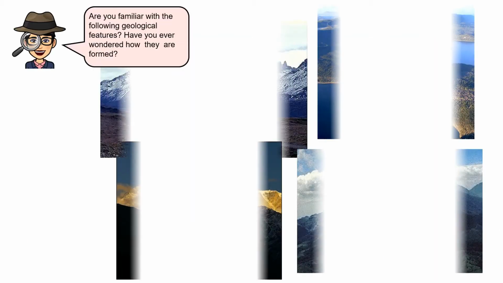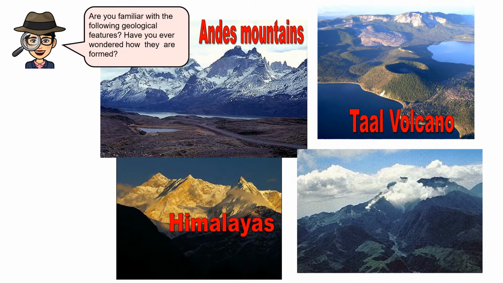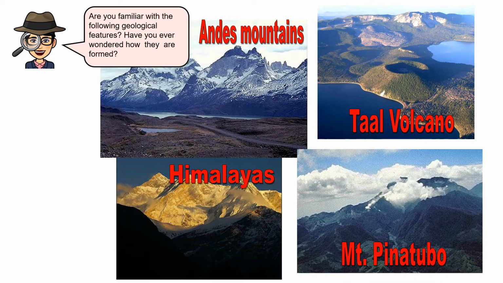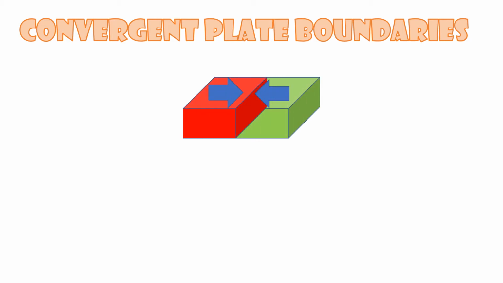Are you familiar with the following geological features? Have you ever wondered how they are formed? Andes Mountains, Taal Volcano, Himalayas, and Mount Pinatubo. What do they have in common? All of them are found near convergent plate boundaries. They are formed by the collision of two plates.